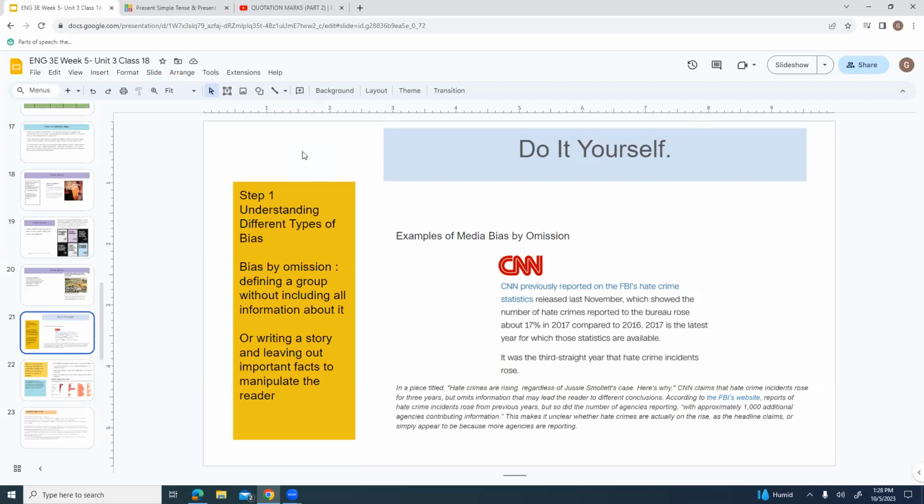Okay, let's talk about that. According to the FBI's website, reports of hate crime incidents did rise from previous years, but so did the number of agencies reporting. In other words, they had more agencies reporting hate crimes, not necessarily because more hate crimes were occurring, but because they had included more agencies in the program. So now there were approximately 1,000 more agencies contributing information. That makes it kind of unclear. Are hate crimes actually on the rise, as the headline claims? Or does it just appear that way because more agencies are reporting, so of course you're going to have more hate crimes? Don't know for sure, because they deliberately reported it in a biased manner.